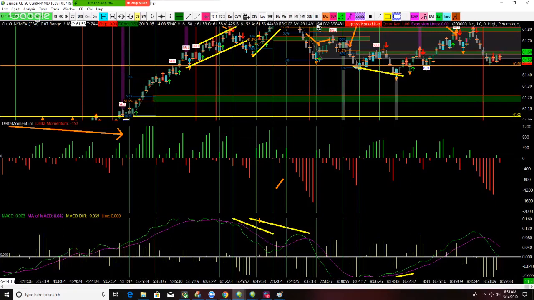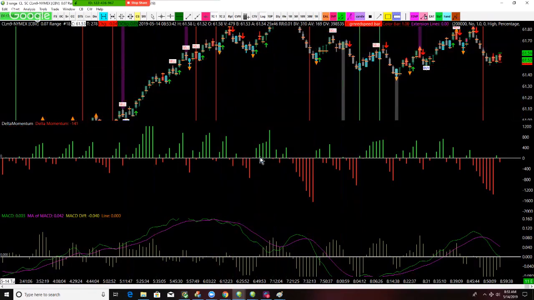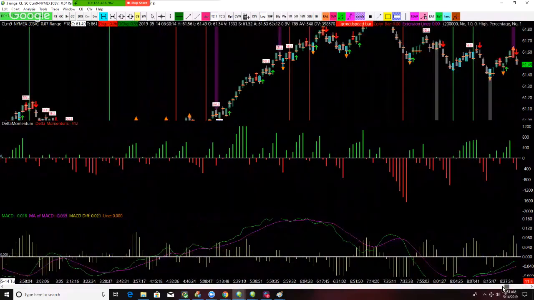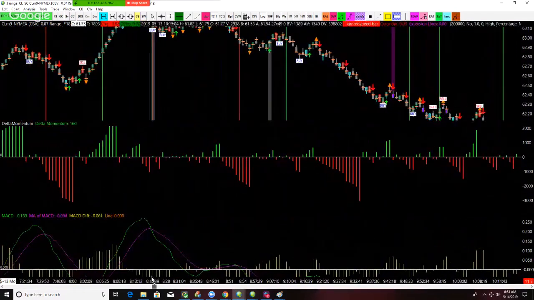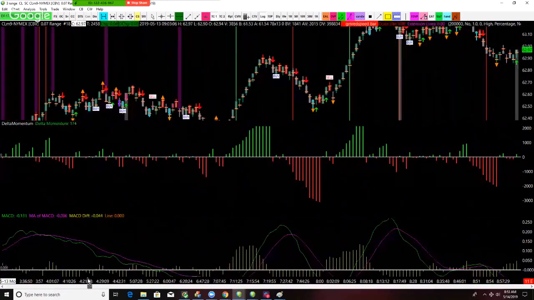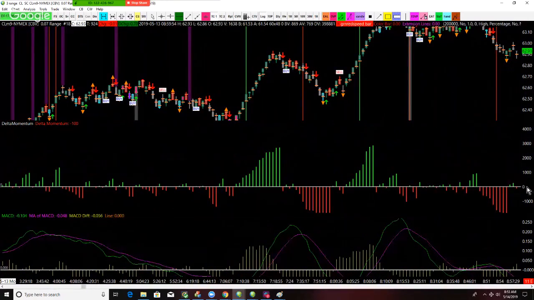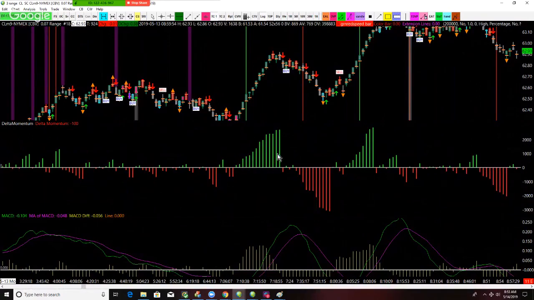I'm going to erase all the lines, and I'm going to draw it back to yesterday. Okay, massive pushes up, right? So I'm going to mark them out. I'm going to go, hey, look at that, right?